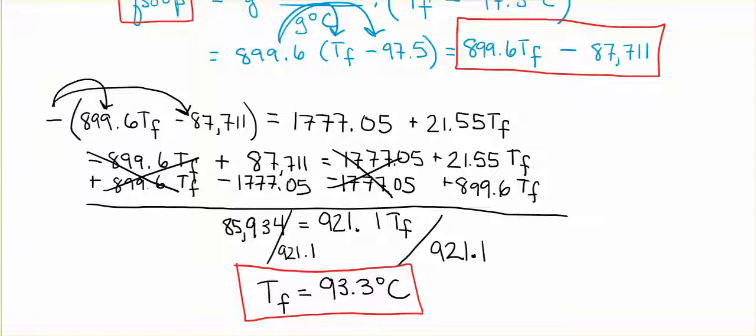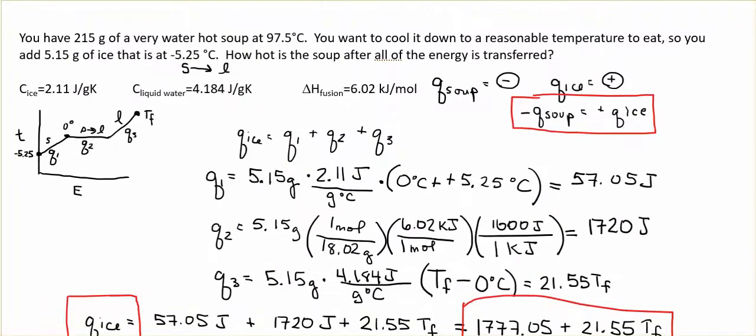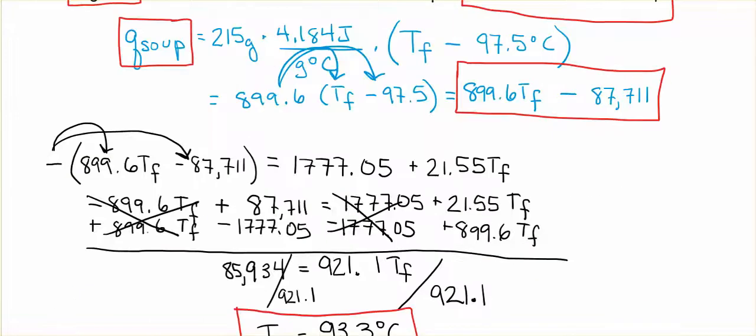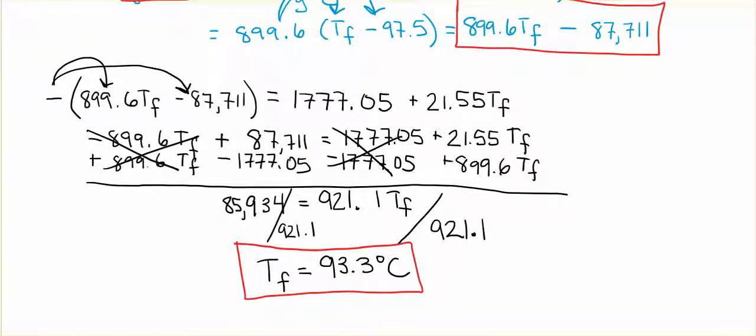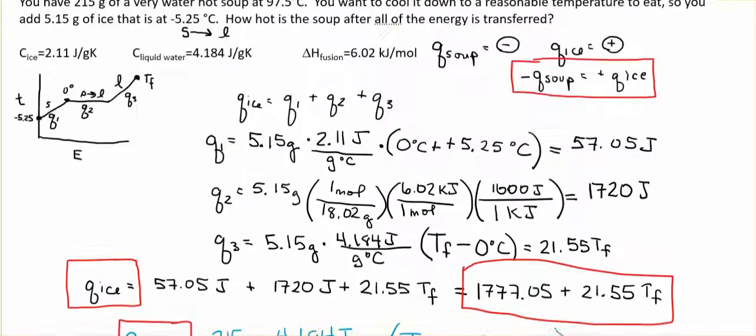So again, what was the actual problem that we were trying to solve? We had a hot soup at 97.5 degrees. We added some ice to see if we could cool it down. And sure enough, we did. We cooled it down, though I think this is still a little hot. I like my coffee around 87 degrees Celsius. So 93 is a little warm still. You might want to cool it off or blow on it a little bit. But that's how you would solve this problem.